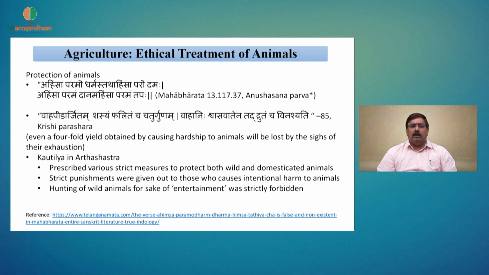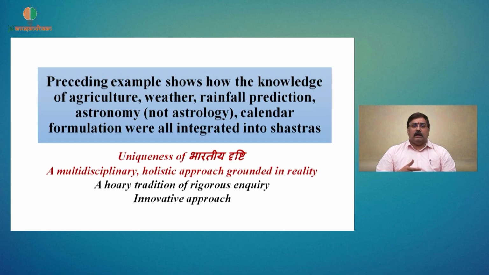In fact, even today in Bengal, Odisha and other places, we have traditions where we are not allowed to eat fish during particular times of the year. These times coincide with the spawning of the fish, and therefore this was a way of protecting these fish, animals and all of those things. So you see how we had the knowledge of agriculture, weather, rainfall predictions, astronomy, observational astronomy. They were all very well integrated into Shastras. So this is essentially the multidisciplinary, holistic approach that we had.